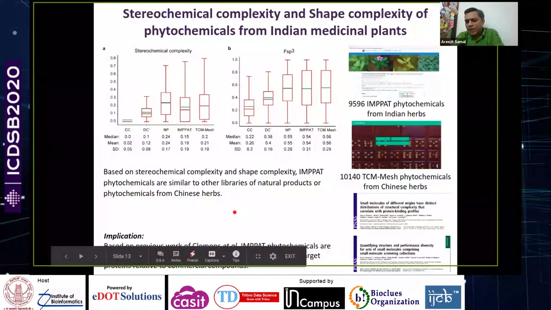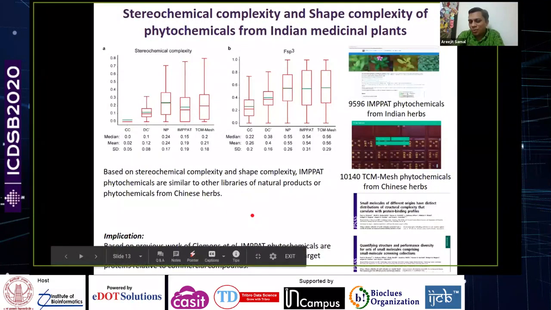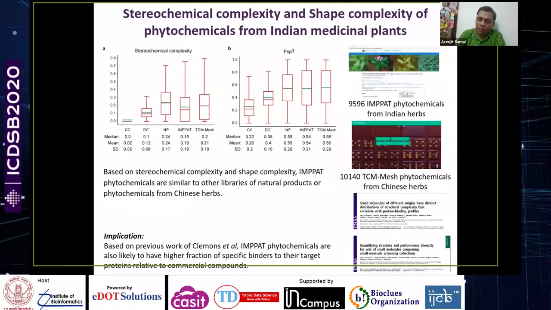And if I was allowed to extrapolate based on the results by Schwartz-Schreiber's group, this may suggest that the phytochemicals in both IMPAT and also for the Chinese herbs are potentially likely to be also very specific in their targeting of proteins and unlikely to be promiscuous. So this may have some advantage if you go for these phytochemicals to design drugs, lead molecules.